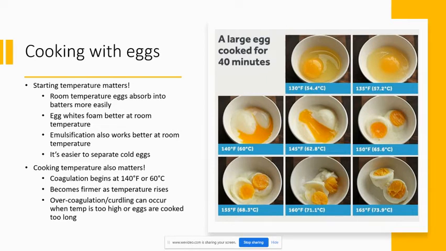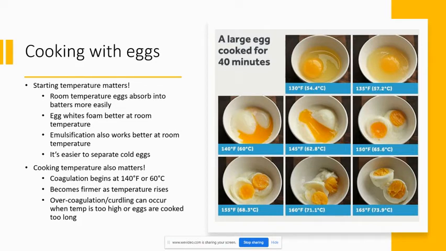The cooking temperature also matters. So coagulation, which is that gelling of the egg, begins at about 140 degrees Fahrenheit or 60 degrees Celsius. And you can see in the diagram on the right, these have all been cooked for the same amount of time, but at different temperatures. At 60 degrees, that egg white finally looks white and a little bit more solid. And then as the temperature increases, that yolk starts to solidify. And at some point, it gets all kind of dry and cracky.